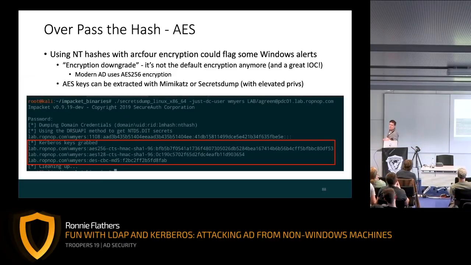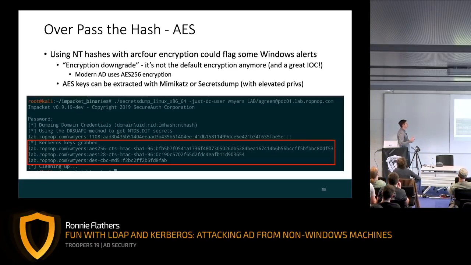Now, NT hashes with ARC4 encryption could actually flag some Windows alerts, so I caution you, because it's not the best or default encryption anymore in Active Directory. Modern AD is using AES-256 encryption for Kerberos authentication or AS requests. So every user also has AES keys that are derived from their password.